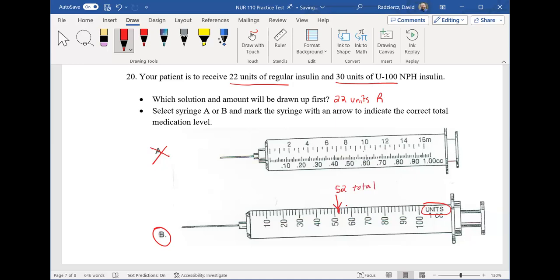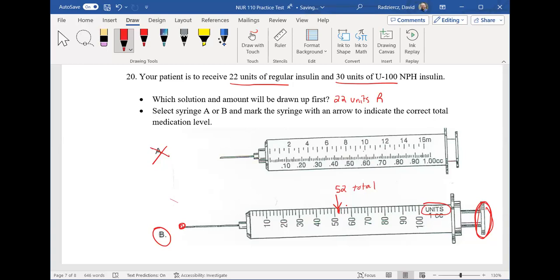Now, if it asks you to also mark the syringe for the solution and amount to be drawn up first and the total medication level, so you'll see some practice questions that indicate that. Remember, you're drawing up regular insulin first. In a hypothetical situation, the regular insulin is going to be closest to the plunger side, and then the NPH is going to be closer to the needle side. The reason I'm mentioning that is because in reality, it all mixes together.